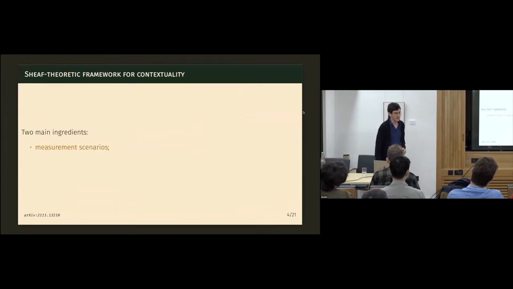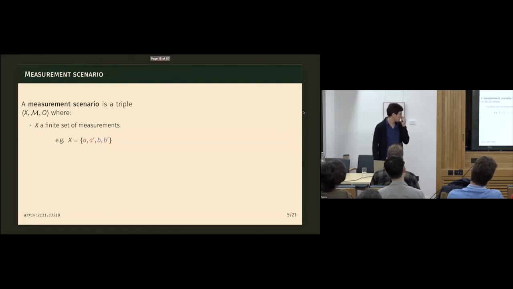To get into more detail about contextuality, I'll be talking about the sheaf-theoretic approach of the work by Samson and Adam. You need two main ingredients: the first is a measurement scenario, and the second is empirical models. A measurement scenario is just an abstract description of an experiment. It needs three objects. First, X, a finite set of measurements. When we go to the CV setting, we'll relax this to be an infinite set of measurement levels.